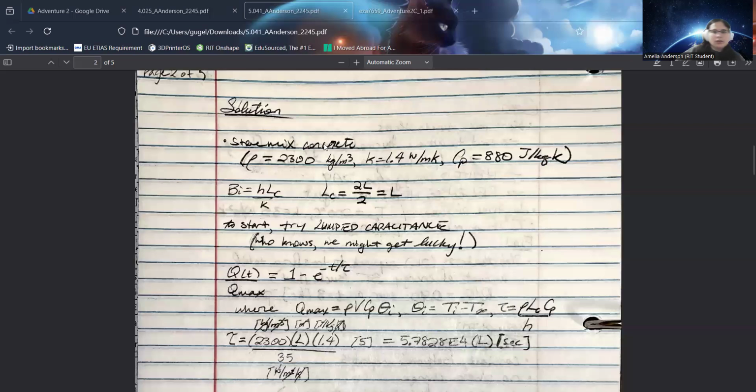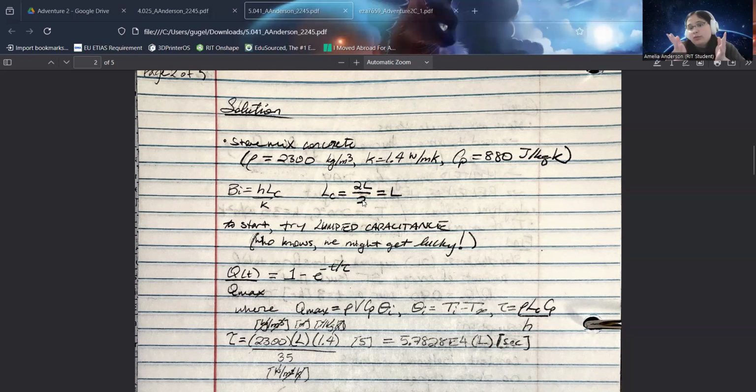Our solution: we've got this stone mixed concrete. Here are the numbers for it, which I lifted out of the back of the book. I'm sure you can find the table. We've got a mass density of 2,300 kilograms per meter cubed, thermal conductivity of 1.4 watts per meter Kelvin, and c_p of 880 joules per kilogram Kelvin. For our Biot number, the characteristic length is again L, which is the thickness of the slab, 2L, divided by 2 because it's from the center line.